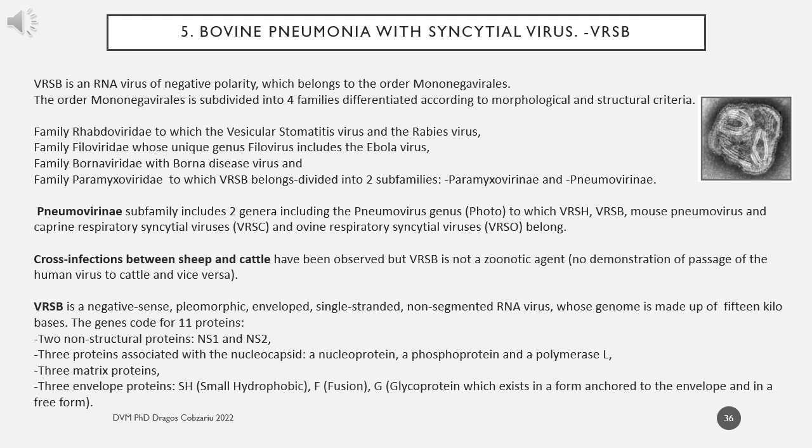VRSB is a negative sense, pleomorphic, enveloped, single-stranded, non-segmented RNA virus whose genome is made up of around 15 kilobases. The genes code for 11 proteins. 2 non-structural proteins, NS1 and NS2. 3 proteins associated with the nucleocapsid, a nucleoprotein, a phosphoprotein and a polymerase L. 3 matrix proteins. 3 envelope proteins, SH, small hydrophobic, F, fusion, and G, glycoprotein which exists in a form anchored to the envelope and in a free form.